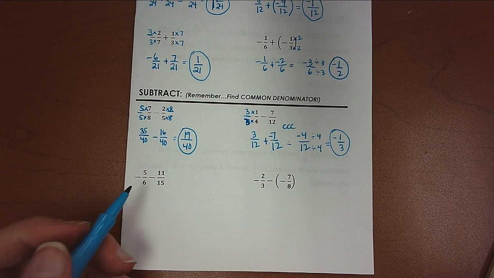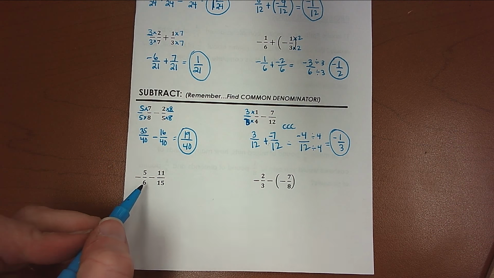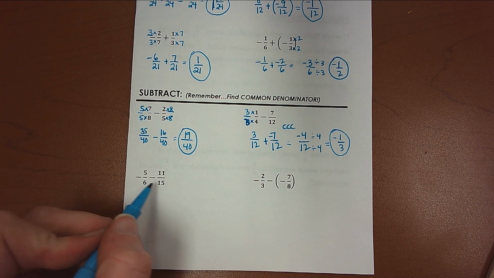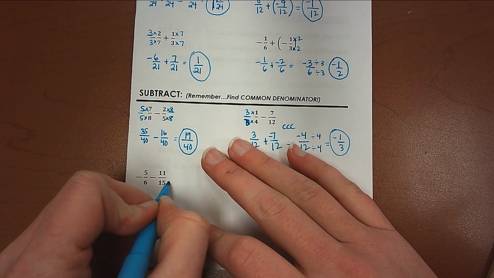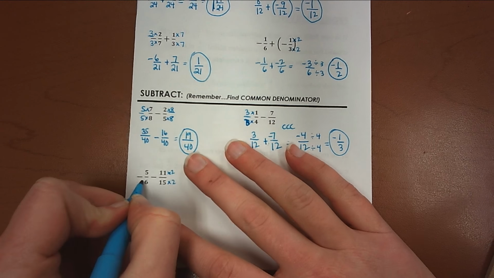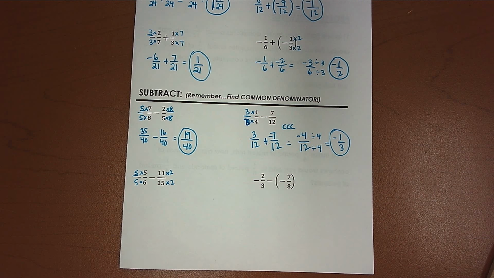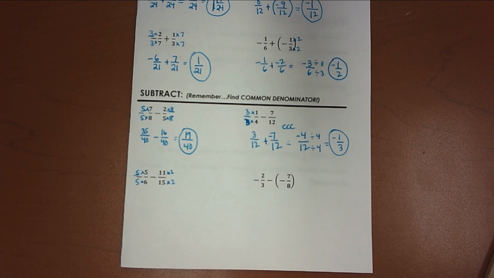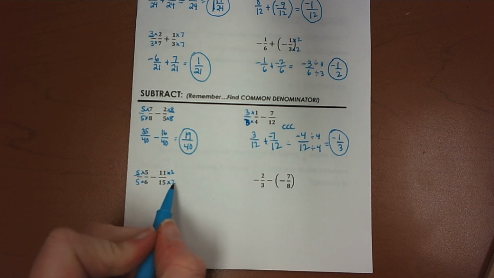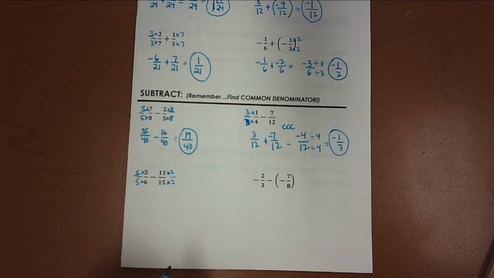So this first one, we have to make a common denominator. In this case, 6 cannot go into 15, but they both go into 30. So I'm going to make a common denominator of 30. I know that 6 times 5 gives me 30, so this first fraction I'll multiply by 5 over 5. And I know that 15 times 2 gives me 30, so the second fraction I'll multiply by 2 over 2.